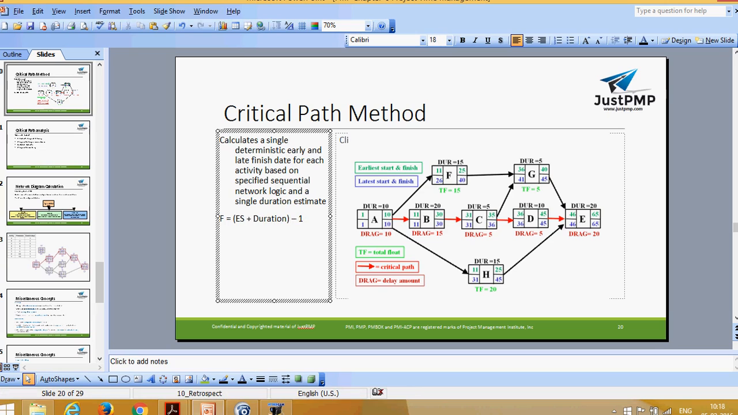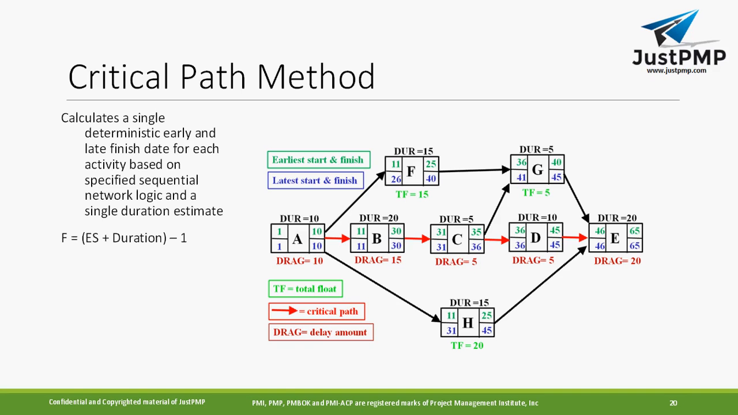Now if you see, this is a forward calculation. That is the earliest start date, you have 1, you have a duration of 10. So you are calculating the finish date, that is 1 plus 10, how much? 11. 11 minus 1, how much? 10. So here what is 10, right?